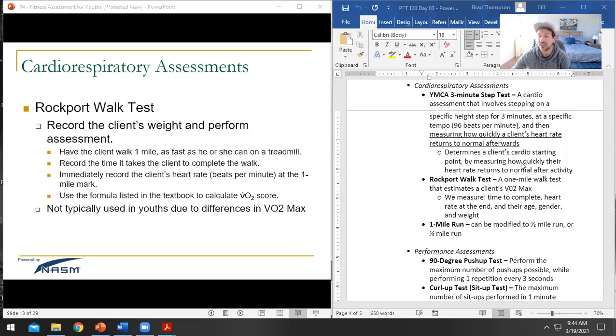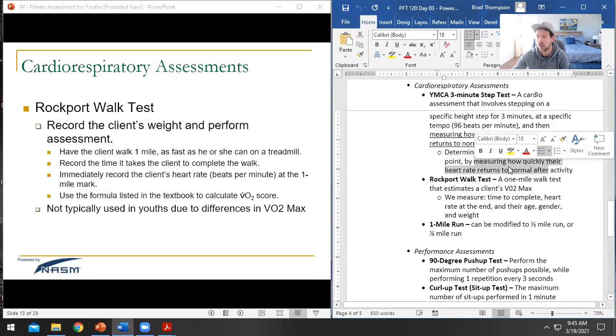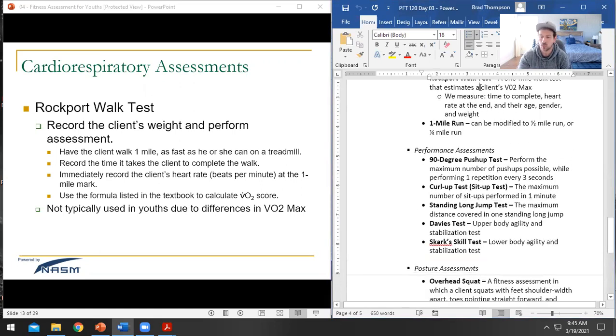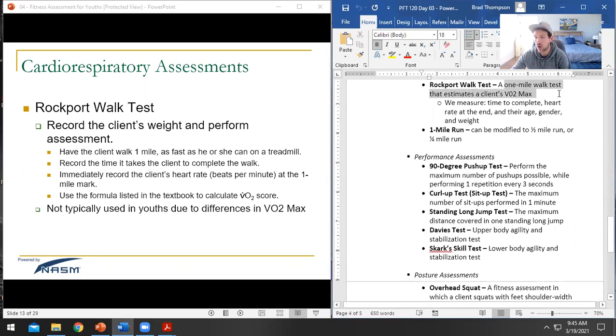So that's a really great assessment that we really like, because it's a very convenient way to do it. Now, it is high impact. If you have a client who's relatively heavy, stepping onto a step like that might not be appropriate, but this is going to help us determine our client's cardio starting point by measuring how their heart rate returns to normal after exercise. We also have the Rockport walk test. The Rockport walk test is a 1 mile walk that is going to estimate your client's VO2 max.